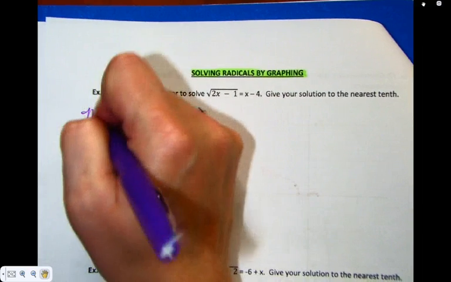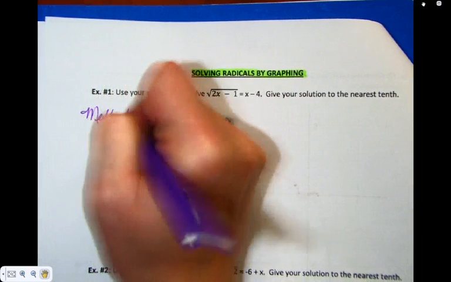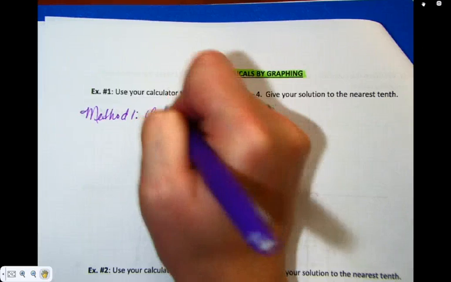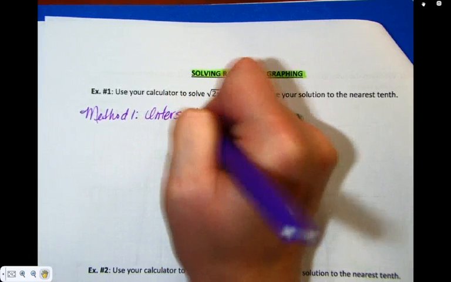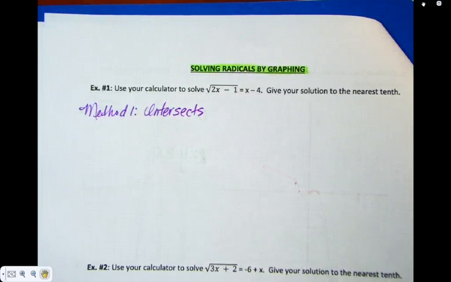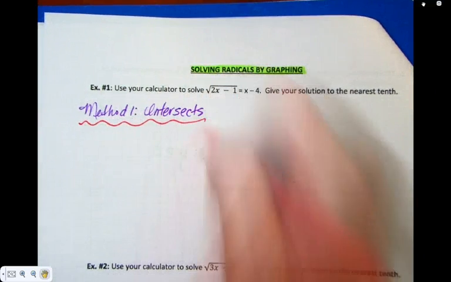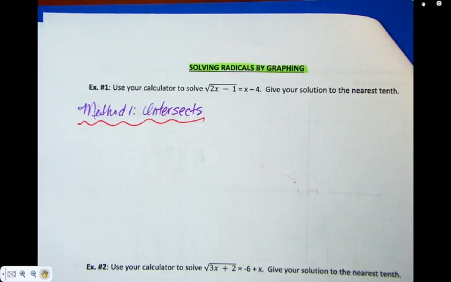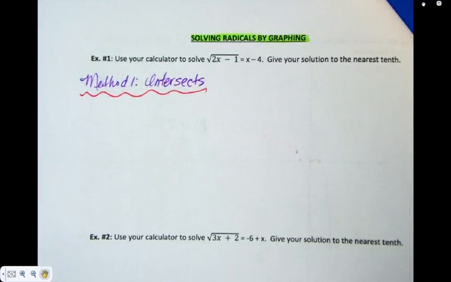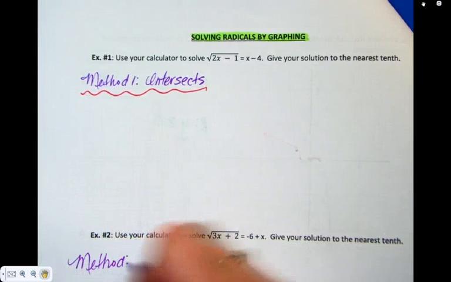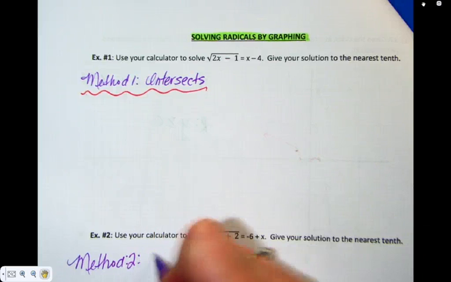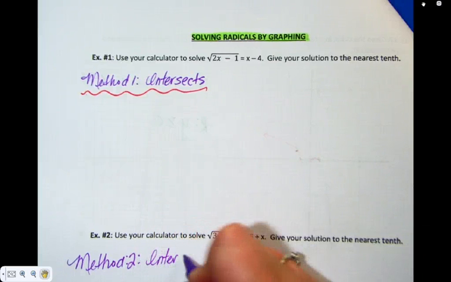So method 1, I call intersects. Method 1 intersects. And method 2 is intercepts, which I wish those sounded a little bit different. Method 2, intercepts.